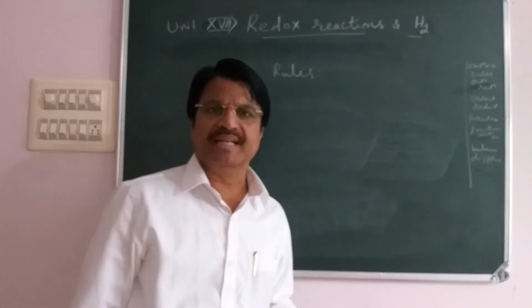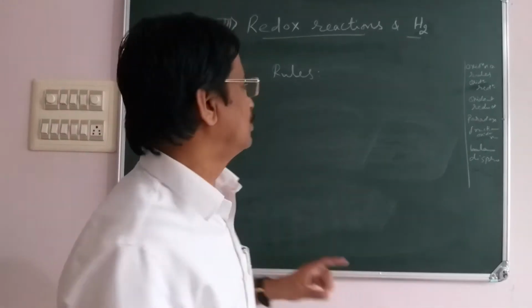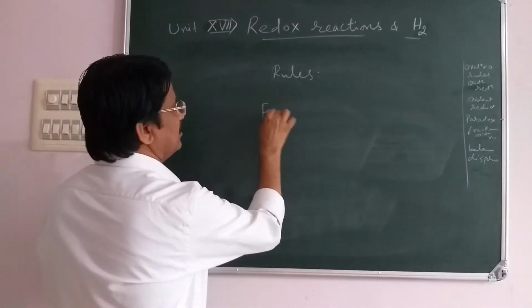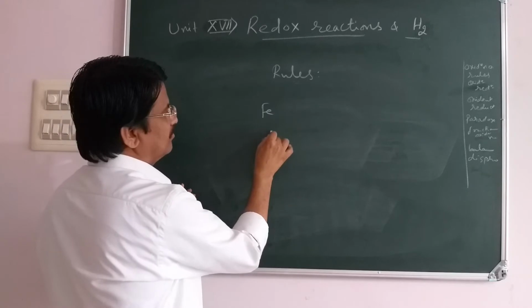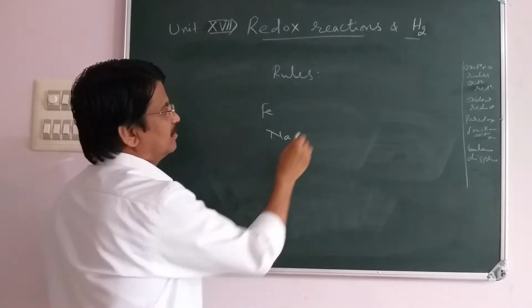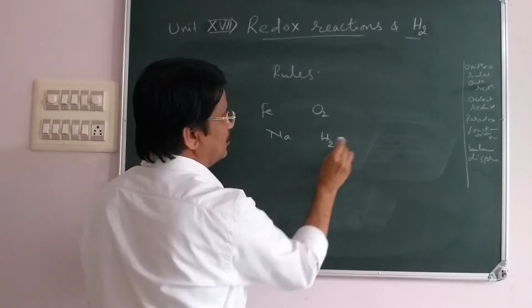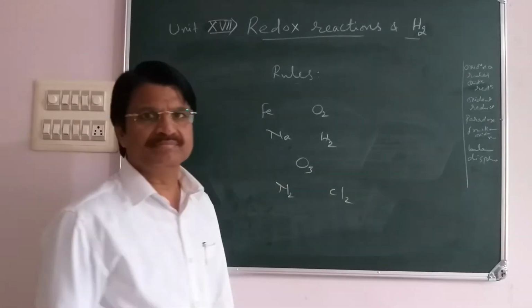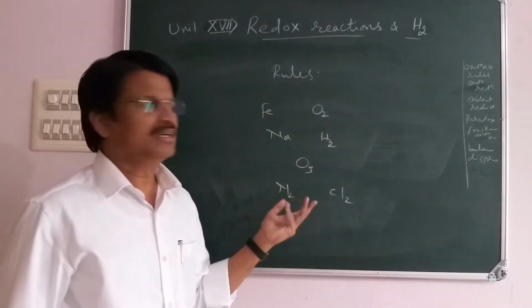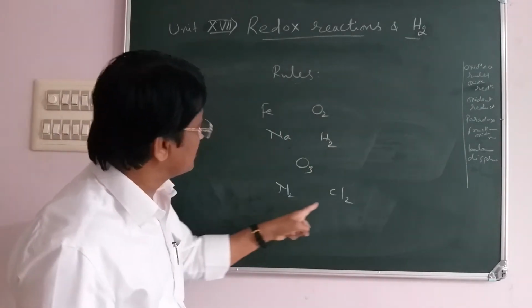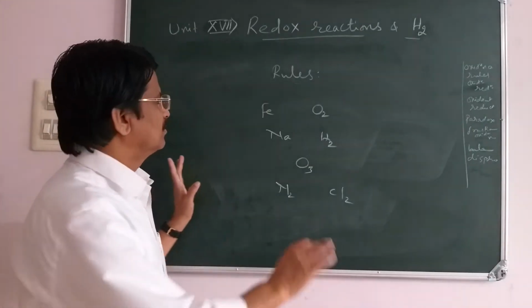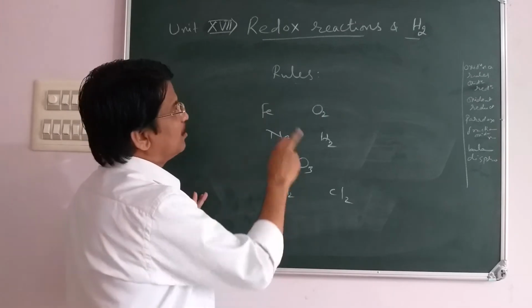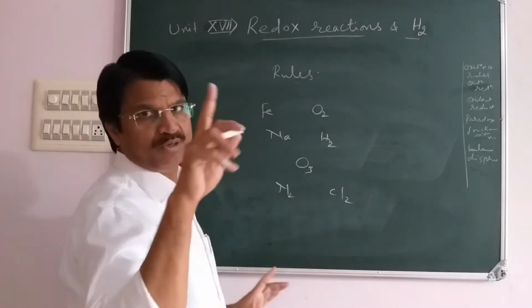Oxidation number of any element in the free state is equal to 0. Free state Fe, free state Na, free state O2, H2, O3, N2, Cl2. So these are elements, molecules, but they have only one type of atom. And if they are like this, then their oxidation number is found to be 0.